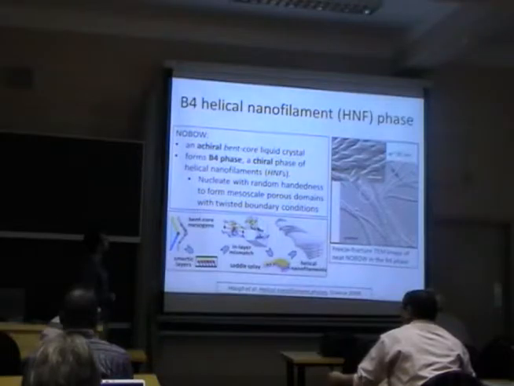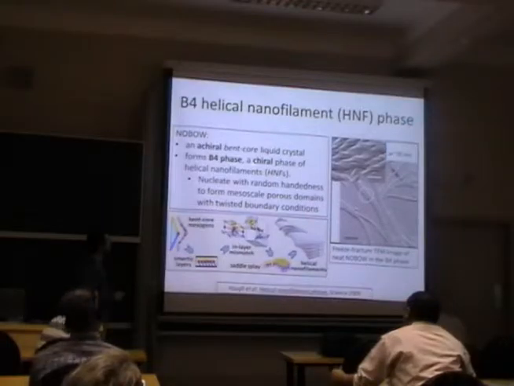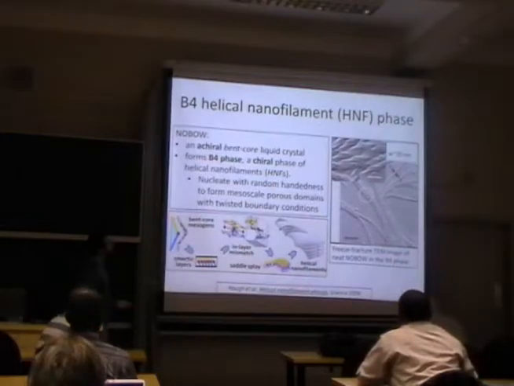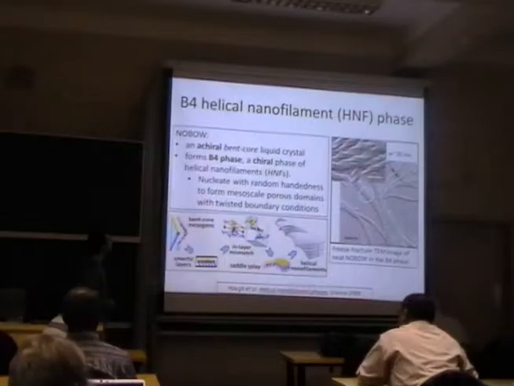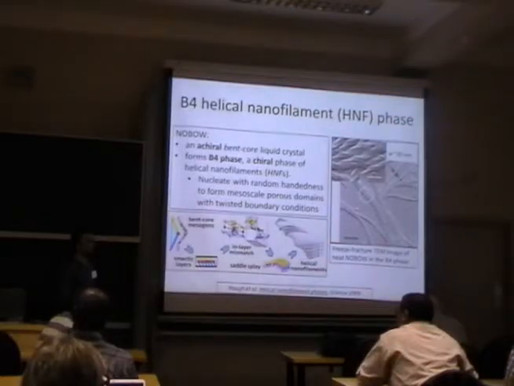So we begin with NOBOW, which is an achiral bent core liquid crystal. It's sort of shaped like a banana. B4, or banana bent core liquid crystal phase, we'll see the terms being thrown around. And it forms the B4 phase, which is actually a chiral phase of helical nanofilaments. And you can see an example of one here, and a freeze fracture transmission electron micrograph of some of them over here. So they nucleate with random handedness to form mesoscale porous domains with twisted boundary conditions.